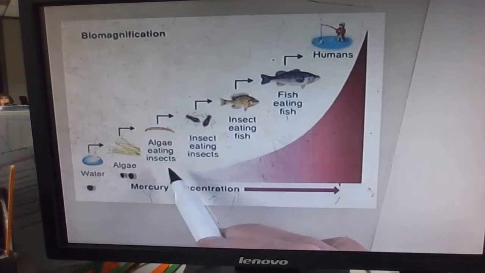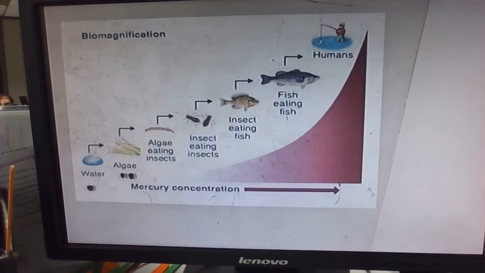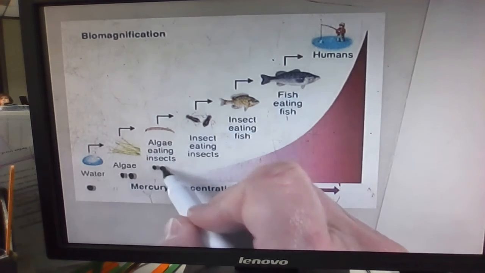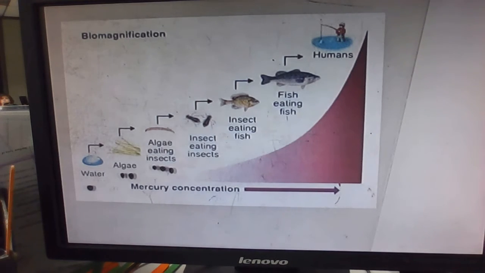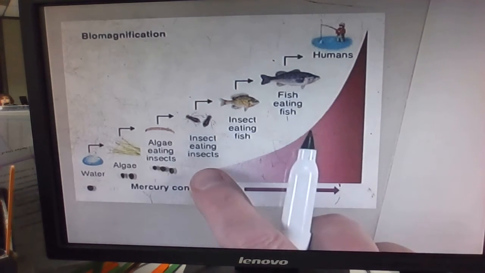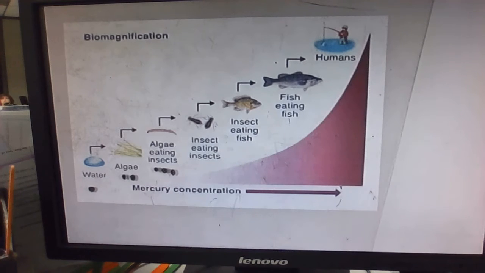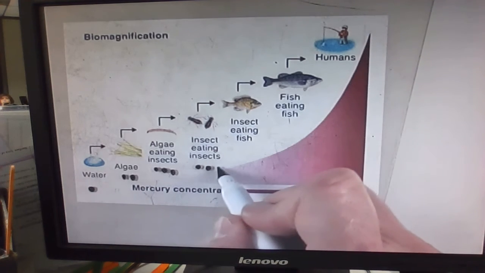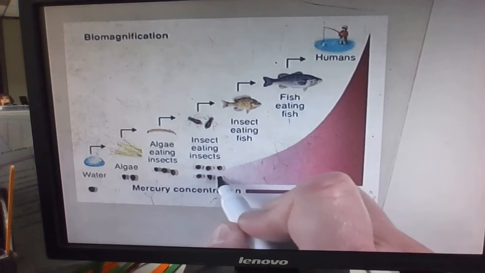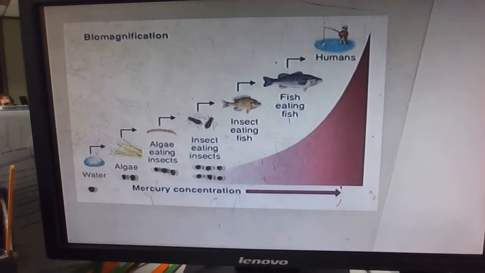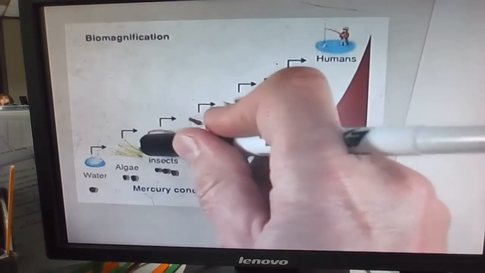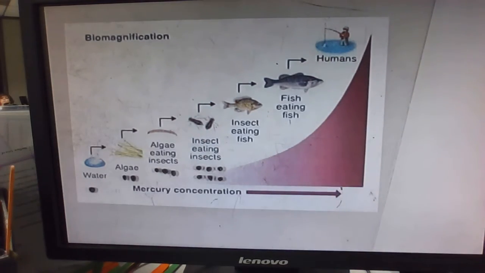The little critters that eat the algae are going to eat more than one little algae, so they're going to take in more pollutants over their lifetime. The insects that eat the algae then need to eat multiple, because remember our food pyramid, there's only 10%, 90% gets lost. There's only 10% of the energy that gets transferred. And so they have to eat a lot more of the insects that are already holding on to that pollutant.